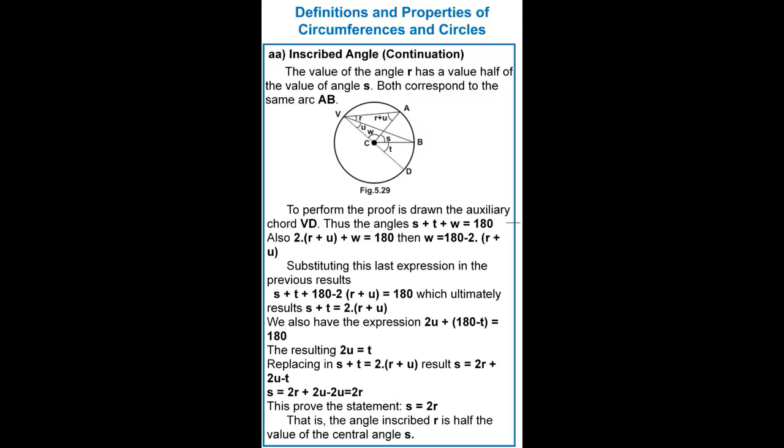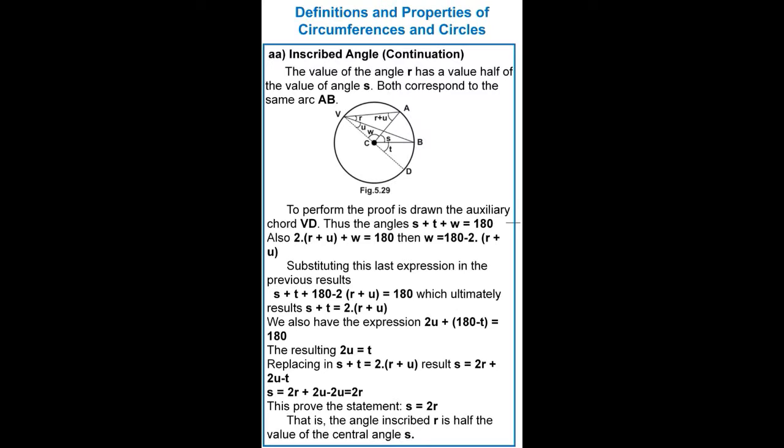To carry out the proof, the straight line segment VD is drawn, which is an auxiliary line segment that matches the diameter VD. In this way, the central angles W, S, and T are formed. The sum of these three central angles is 180 degrees. The triangle VCA is an isosceles triangle that has two sides equal to a radius. Thus, we have two angles equal to the value of R plus U.